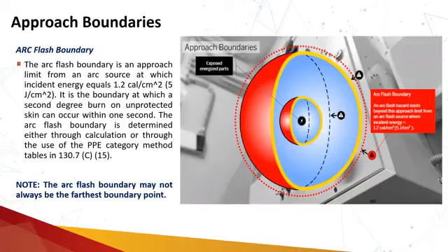C15. So note the arc flash boundary may not always be the farthest boundary. We have to keep in mind that the arc flash boundary will not always be the farthest boundary. It could be within this boundary as well. Right. So here in this definition, you can see that the arc flash boundary is an approach limit for an arc source at which the incident energy is equal to 1.2 calories per centimeter square.